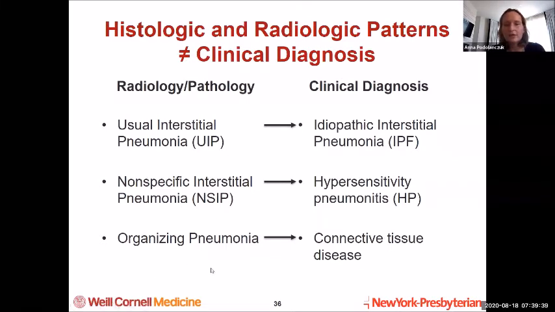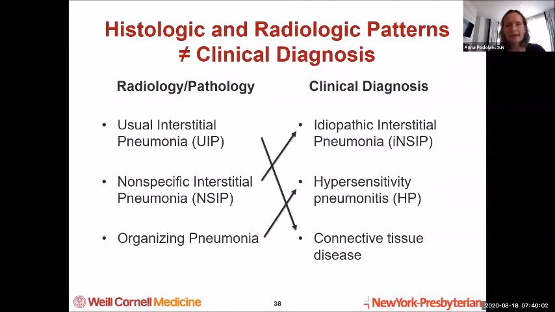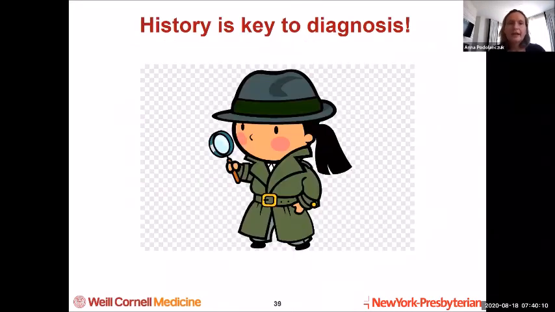And then organizing pneumonia can give you a clinical diagnosis of connective tissue disease. But in a different clinical context, UIP can give you a diagnosis of HP, NSIP can give you a diagnosis of connective tissue disease, and organizing pneumonia can give you a diagnosis of idiopathic interstitial pneumonia like cryptogenic organizing. And again, just to emphasize the point, in a different clinical context, these can give you a different clinical diagnosis.